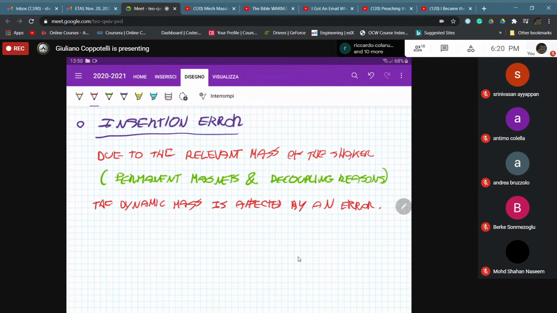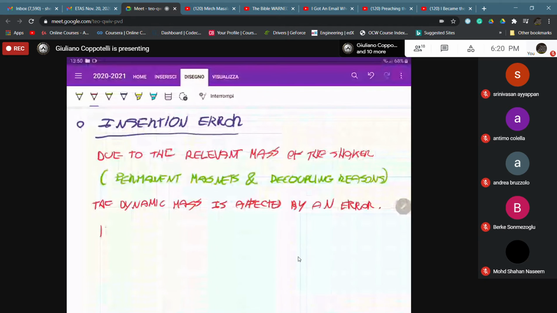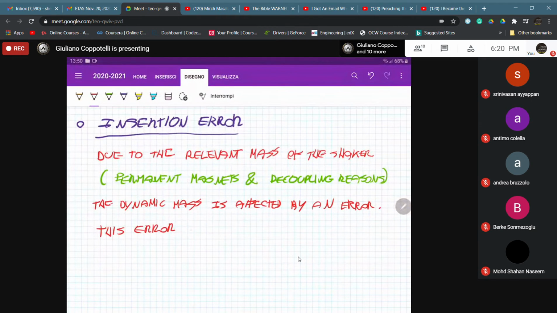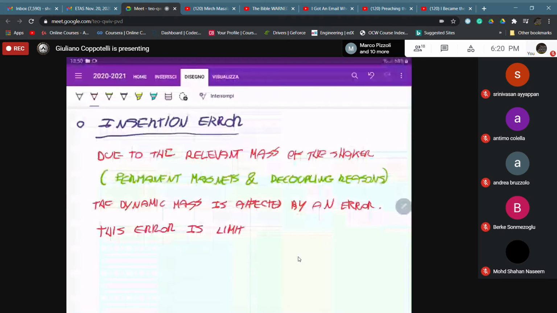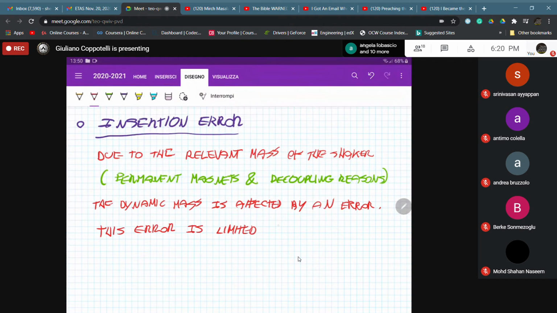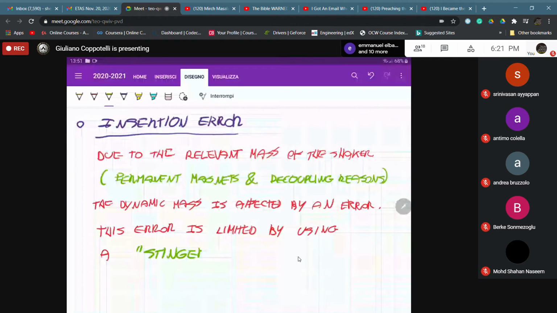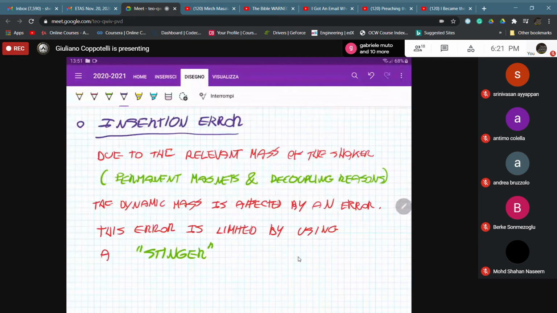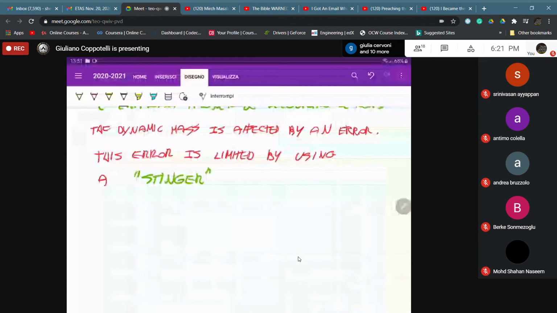Such an error is limited by using what we call a stinger. Okay, let me write that and then I'm going to explain this. This error is limited by using what we call a stinger. What is a stinger? Let me show the typical configuration.